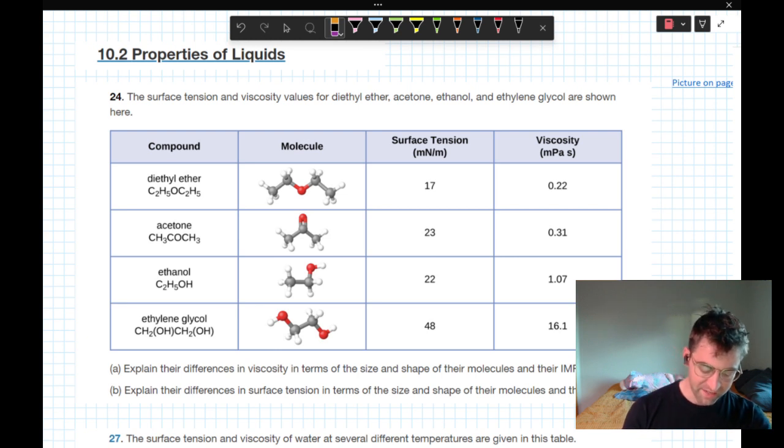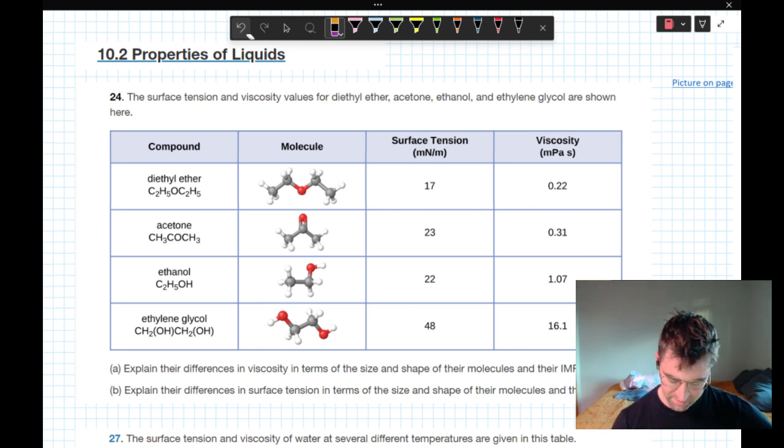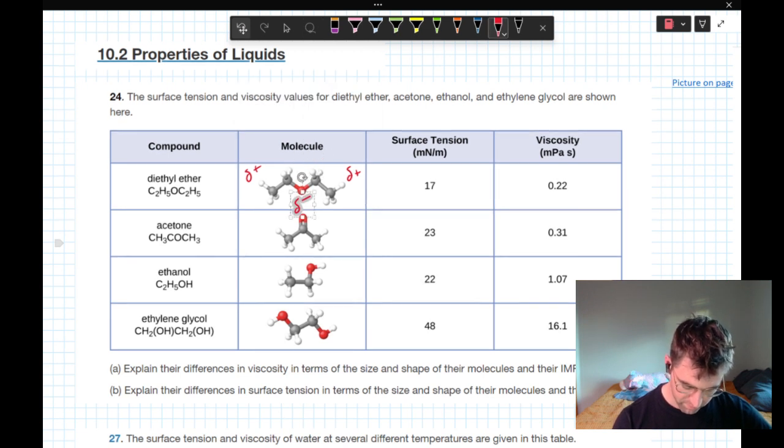So in terms of the size, this is a very large molecule. Interesting. It appears to be a very large molecule. And we don't seem to have any hydrogen bonding going on. There is an oxygen there, which is pretty electronegative. This molecule is not very polar, right? We have del positive, del positive. I would call that a nonpolar molecule, right?